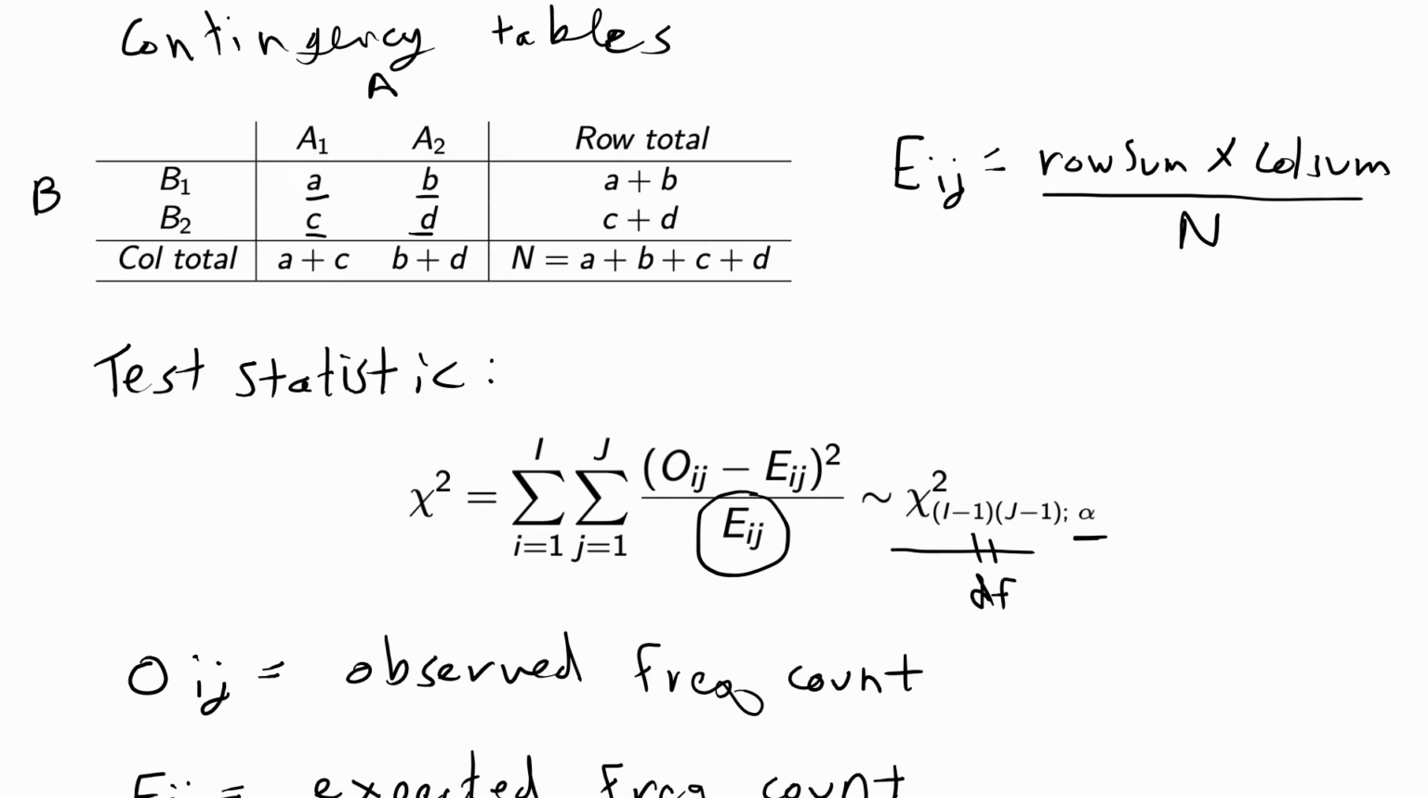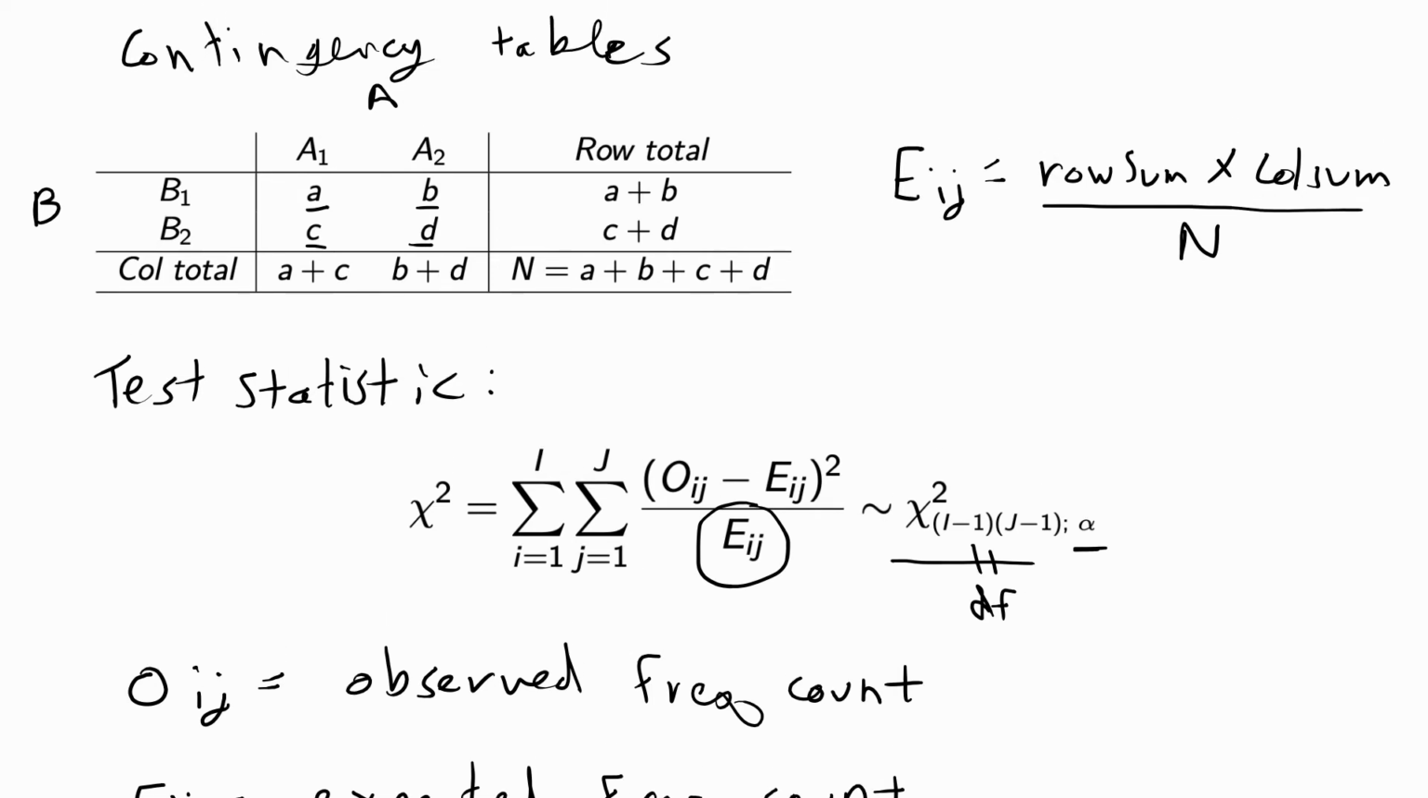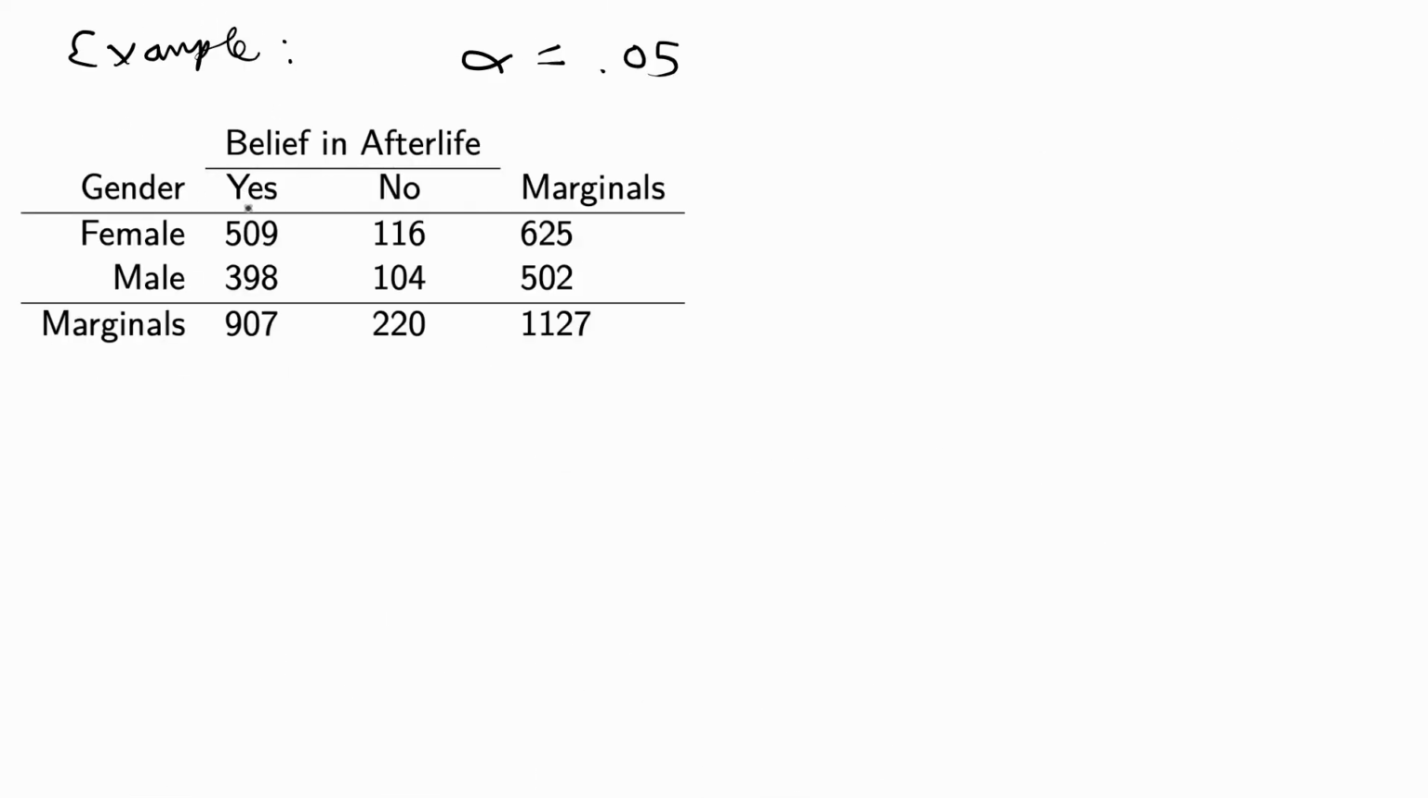So with all this information, we're now ready to do an example. So this is the example that I want to do in this video. I have a 2x2 contingency table of two categorical variables, gender and belief in afterlife.